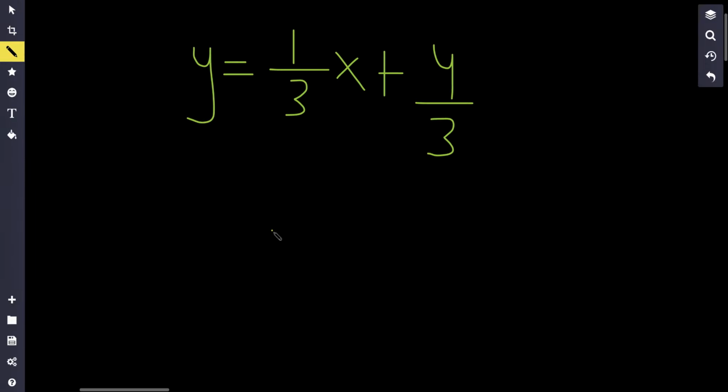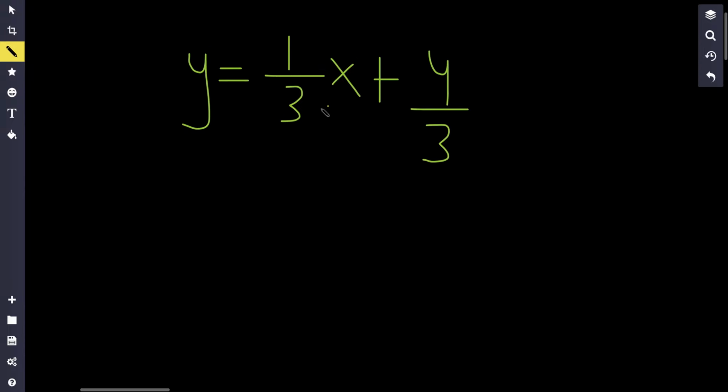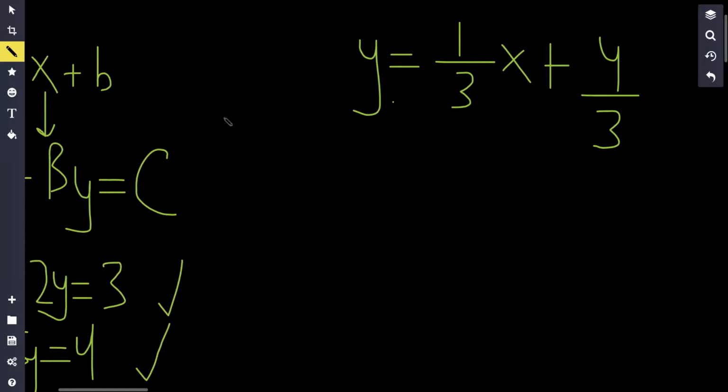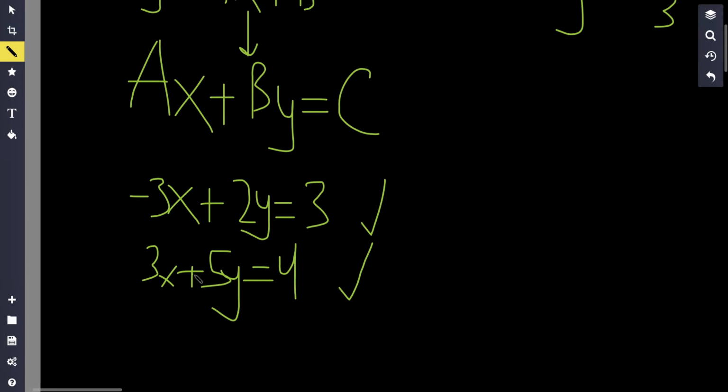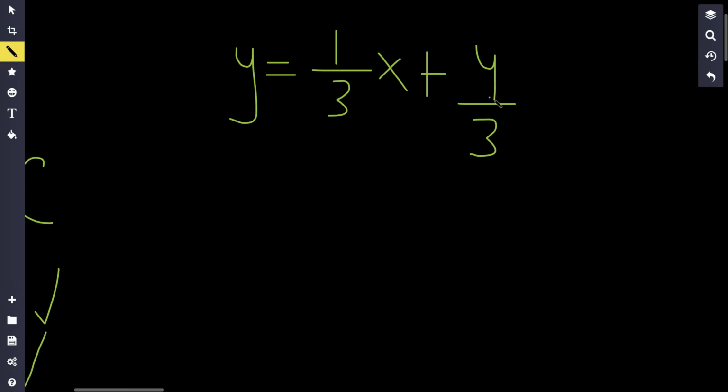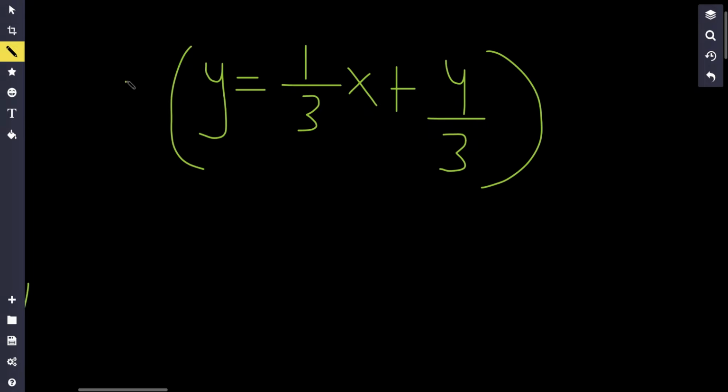Now, let's say I have the line y = 1/3 x + 4/3, and I want to convert this into standard form. The first step is to get rid of the fraction, because standard form has no fractions, but y = mx + b can have fractions. So how can I get rid of the 3's in my denominator? Well, I can multiply this whole equation by 3.